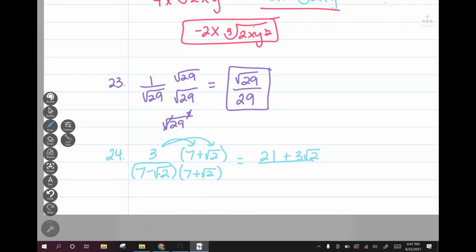In the bottom, you're going to need to FOIL. Okay, so be careful here. Remember, FOILing is just distributing twice. So you're taking this 7, distributing it to the 7, that's 49. Distributing it to the square root of 2, just 7 square root of 2. Now distribute the negative 2. Negative square root of 2. That gives me minus 7 square root of 2, minus square root of 4. Square root of 4 is 2.